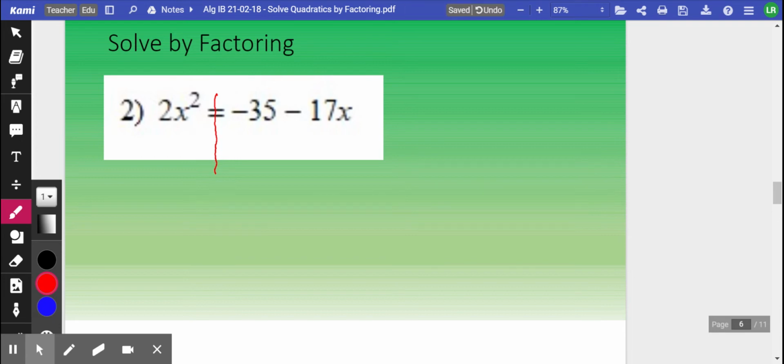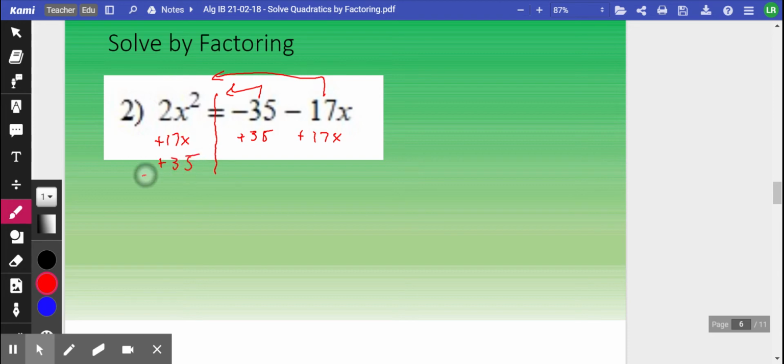Okay, and right away I see that's an issue. Now, remember, I want a positive a value, so I need this 2 to stay positive. So everything is moving to the left. Okay, so I'm moving this to the left. So I'm going to add 17x to both sides. And I'm going to move this to the left, which means I'm adding 35 to both sides.